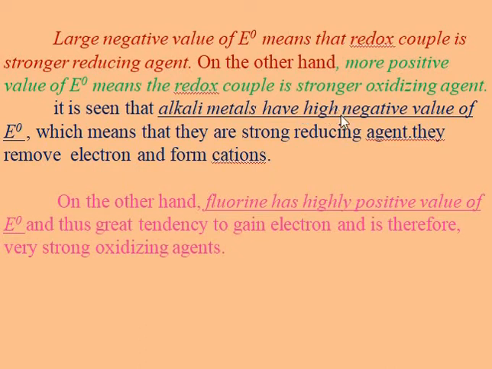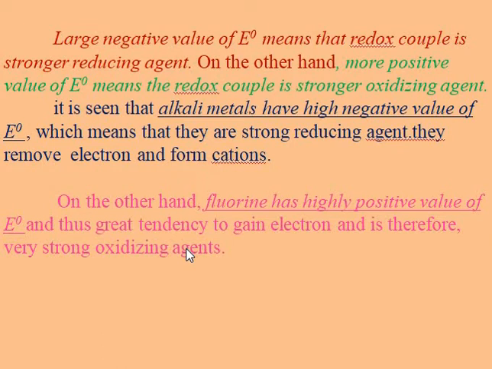The alkali metals have high negative values of E0, which means that they are strong reducing agents. They lose electrons and form their cations. On the other hand, fluorine and the halogen family have high positive values of E0 and thus a greater tendency to gain electrons, and therefore they are very strong oxidizing agents. This depends upon the standard electrode potential.